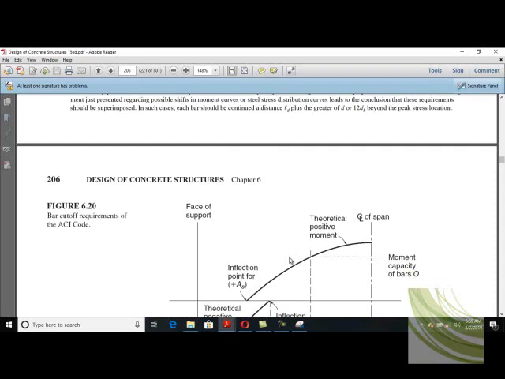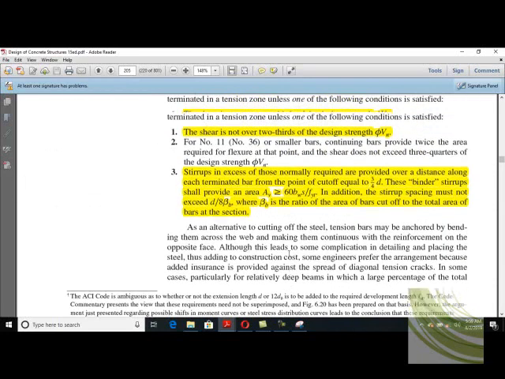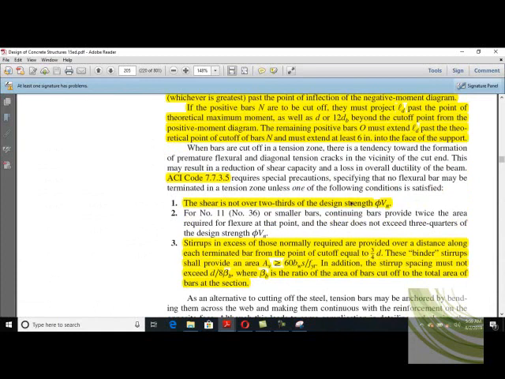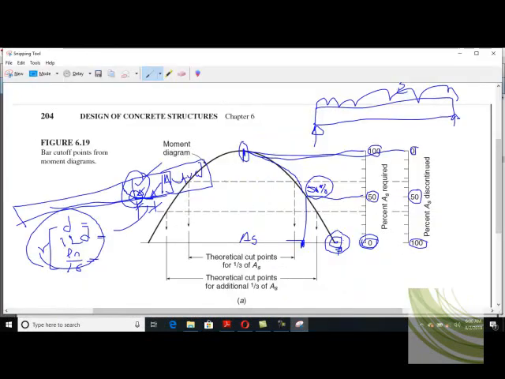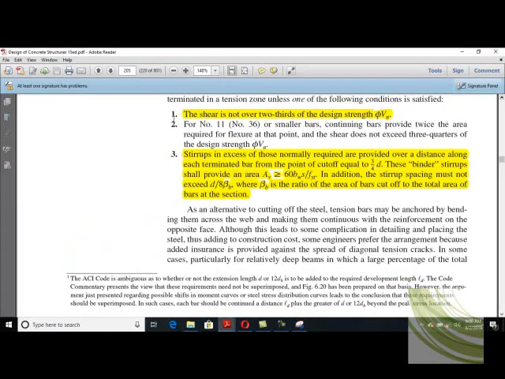Okay, now here we will discuss, remember this is also a very important check. Okay, ACI does not allow you to cut the bar area in a tension zone. If you are cutting a steel bar in a tension zone, like one can see that this is a tension zone, ACI does not allow you to cut the bar area in the tension zone, but they allow you to cut the steel area if three criteria are met. Okay, and these three criteria you can see. So we will explain these three criteria in our examples.